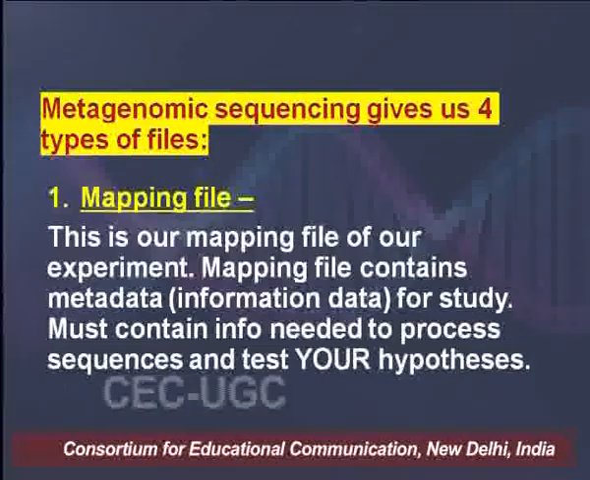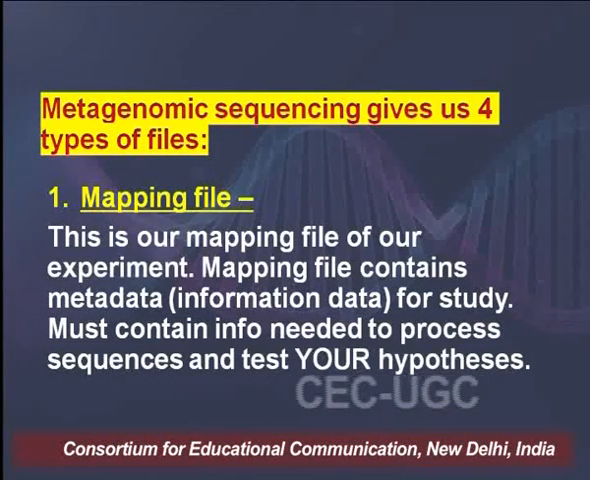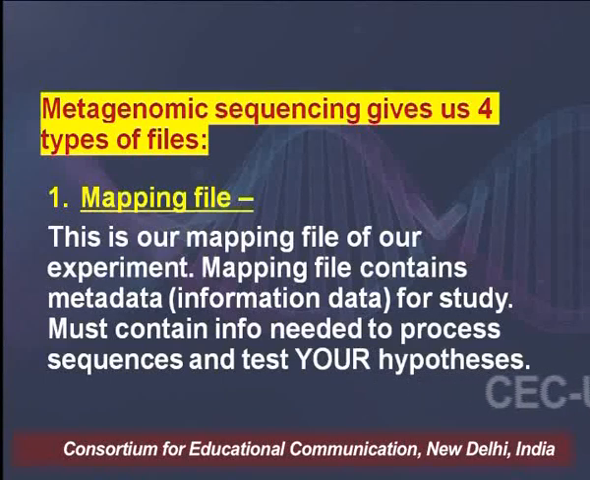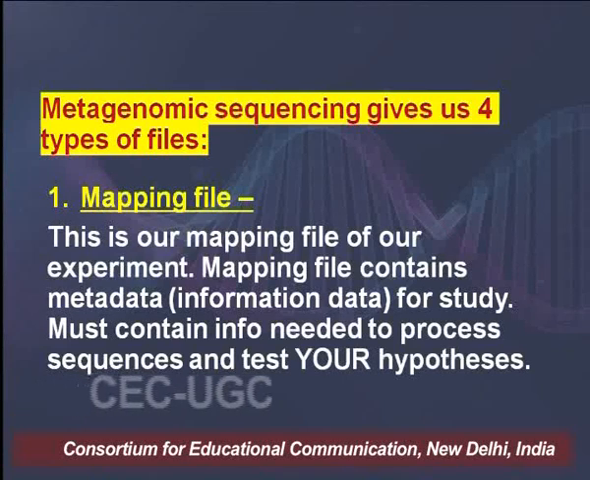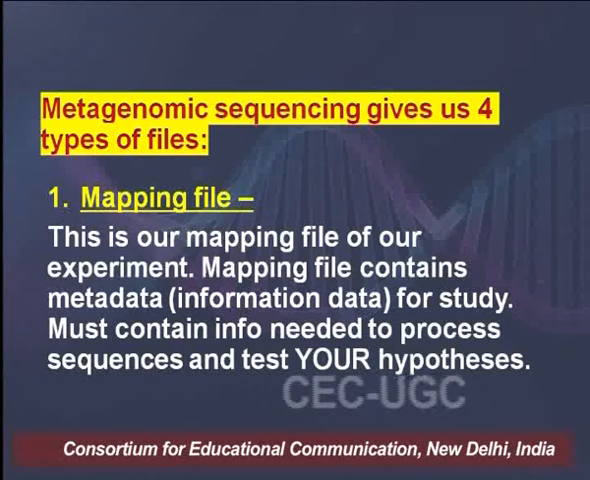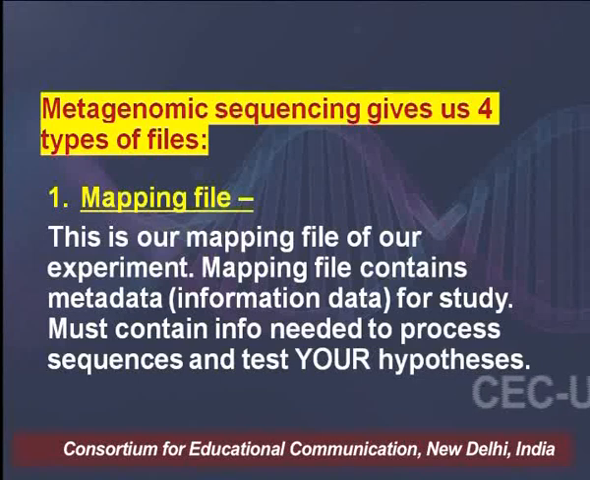I'll talk about multiplexing maybe just now, or here also I can tell you, but before that I would like to tell you that high throughput sequencing, the Illumina sequencing, gives us 4 types of files. One is the mapping file. The mapping file of our experiment will contain the metadata. What does that mean? It will contain the information data. In a way, it will tell you the hypothesis of your experiment, like the experiment which we are studying is having the gut microbiome data.